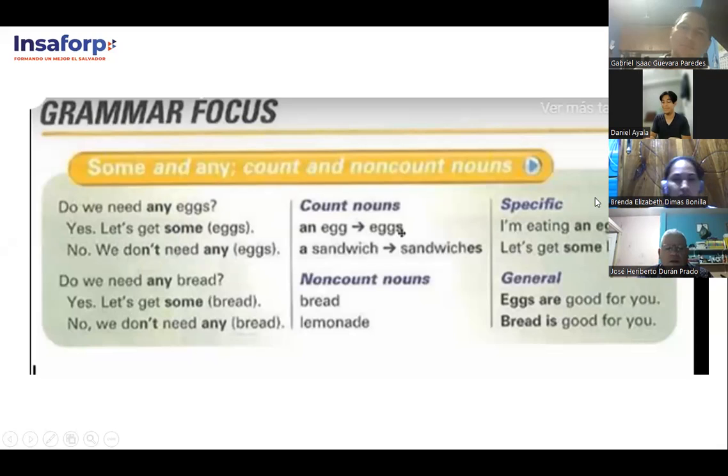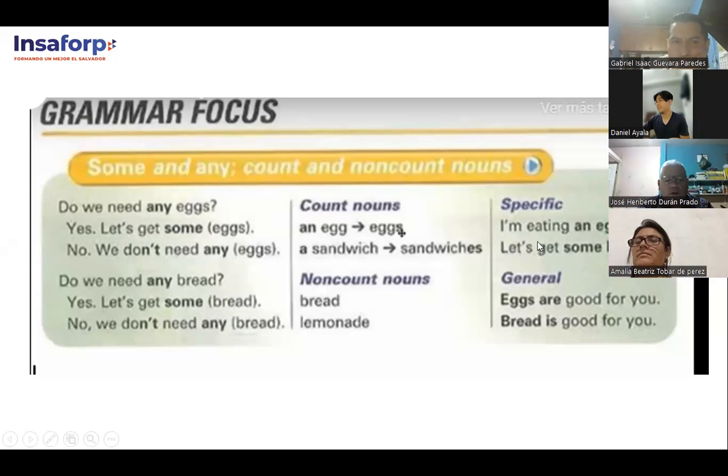Okay? We have here a specific one, I'm eating an egg. Let's get some bread, because bread is a non-count noun. We can use some with count and non-count nouns. Do we need any bread? Yes, let's get some bread. No, we don't need any bread. In this case, the non-count nouns are bread and lemonade.